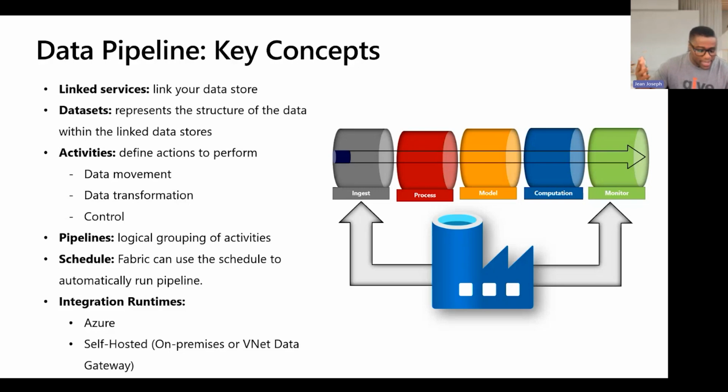I've been talking about pipelines since we started with this session. And by now, you and I can agree that pipelines in Microsoft Fabric are logical groupings of activities that together perform a task, right? They allow you to manage extract, transform, load activities instead of managing each one individually. In terms of schedule, right? Fabric can use the schedule feature to automatically run pipelines, right?